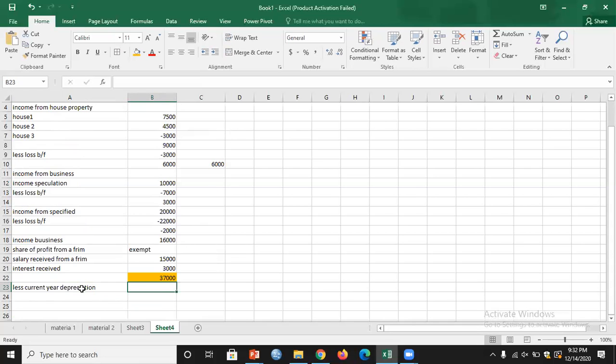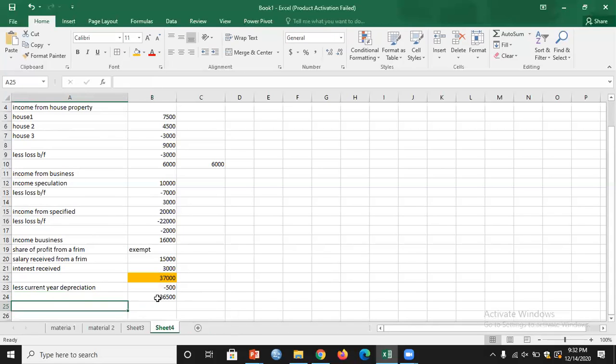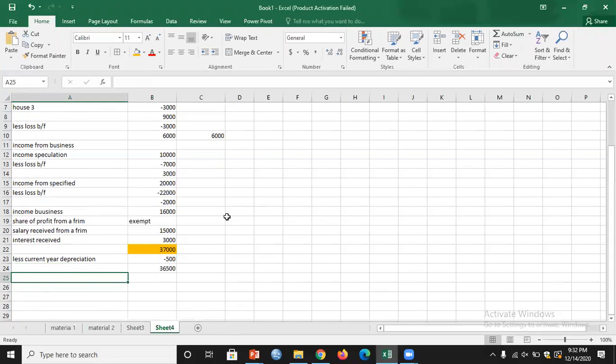I put minus to deduct for my easy calculations. 500 minus 500. So let me calculate the summation. After deduction of the current year depreciation, I got around 36,500 as a business income.